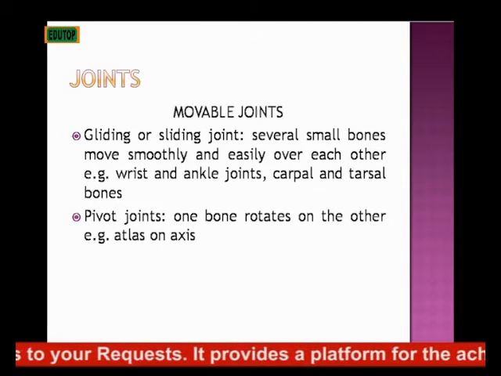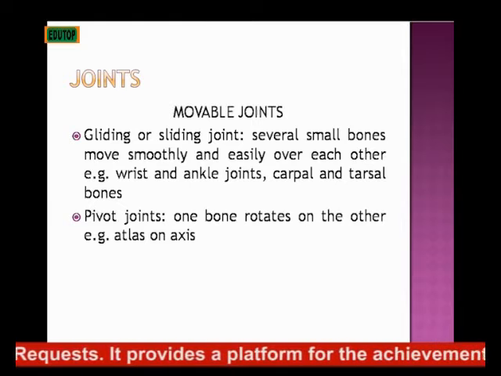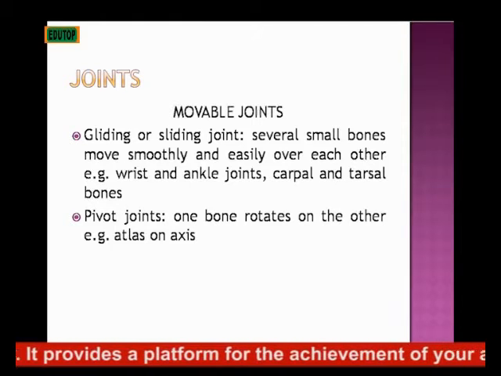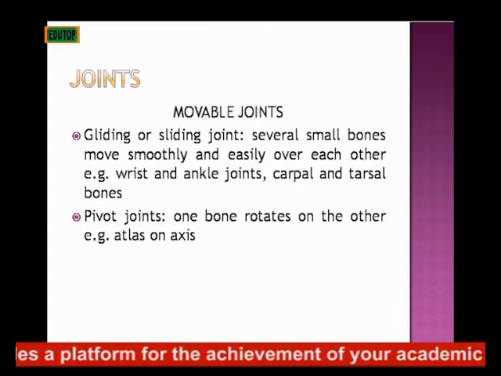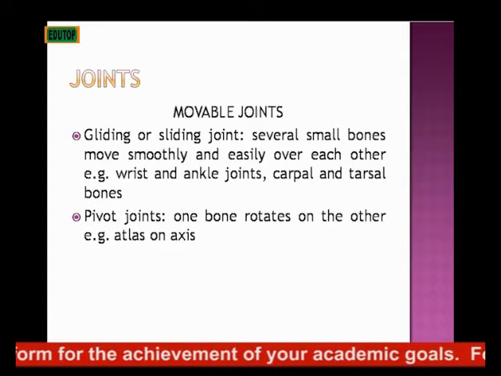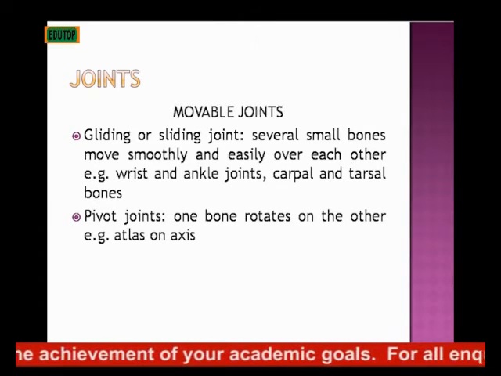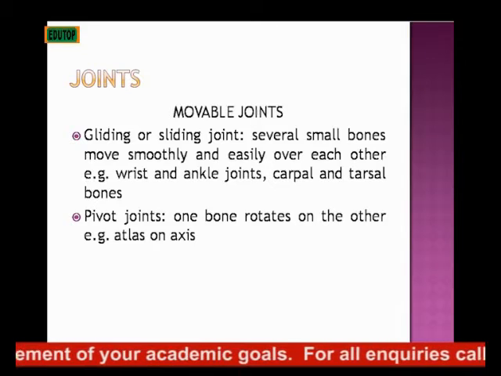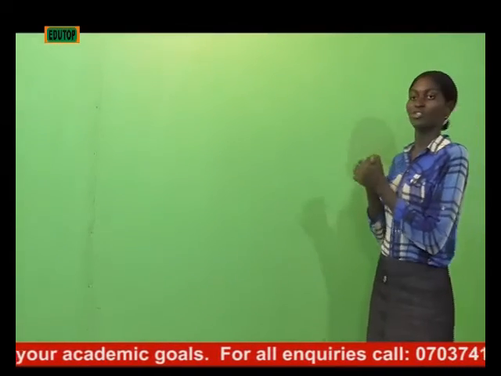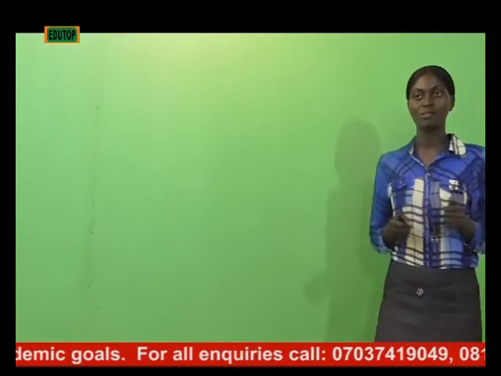There are several small bones around this place, but they move easily over each other. Then also the carpus and the tarsus bones. They are also examples of the gliding joints. The last type of the movable joints is the pivot joints.